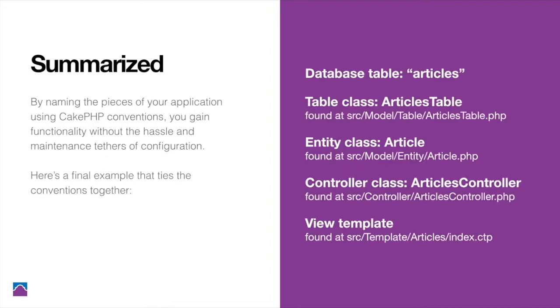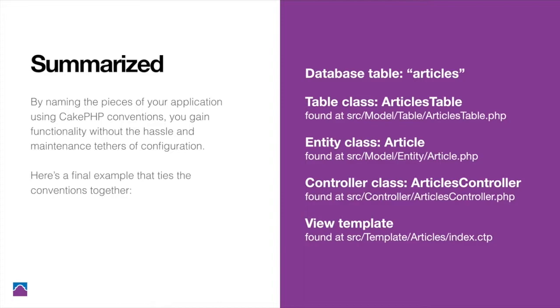Just to summarize, going over exactly what we just talked about: if you have a database table called articles, the table name would be articles. Your table class would be ArticlesTable, and it points out where it would be. Here, it would be in your Model directory, then a Table directory, and that's where your actual file would be created. An entity for CakePHP is basically like those properties that you define. It would be within an Entity directory, and then Article.php.